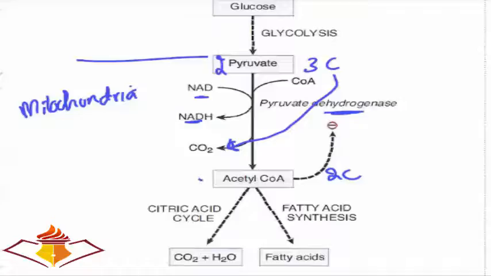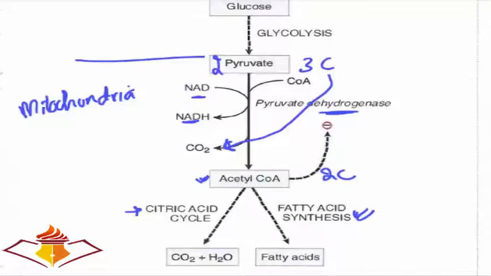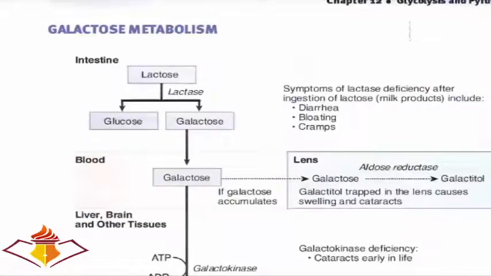Now the acetyl-CoA, which is produced in the link reaction, goes to the citric acid cycle, which is also called the tricarboxylic acid cycle or Krebs cycle. And this acetyl-CoA can also be used to make fatty acids. We'll see how. Now a few words about galactose metabolism.